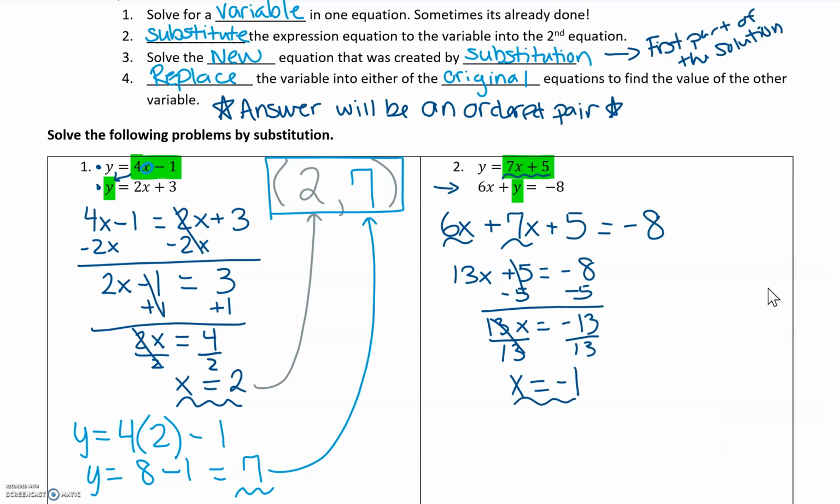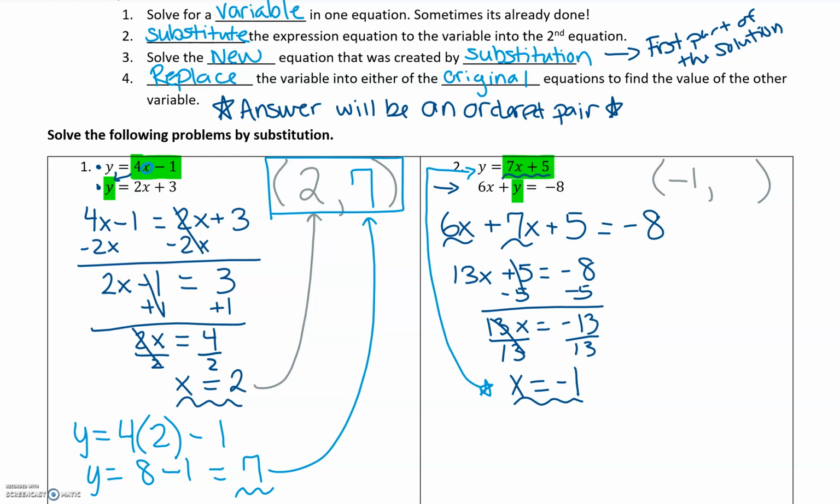Okay, so this is the first part of my solution. Now we need to get the second part of the solution. So I'm going to go ahead, that's the x. Now we've got to find the y. So we're going to take this x that we just solved for, and we're going to plug it into one of the originals.